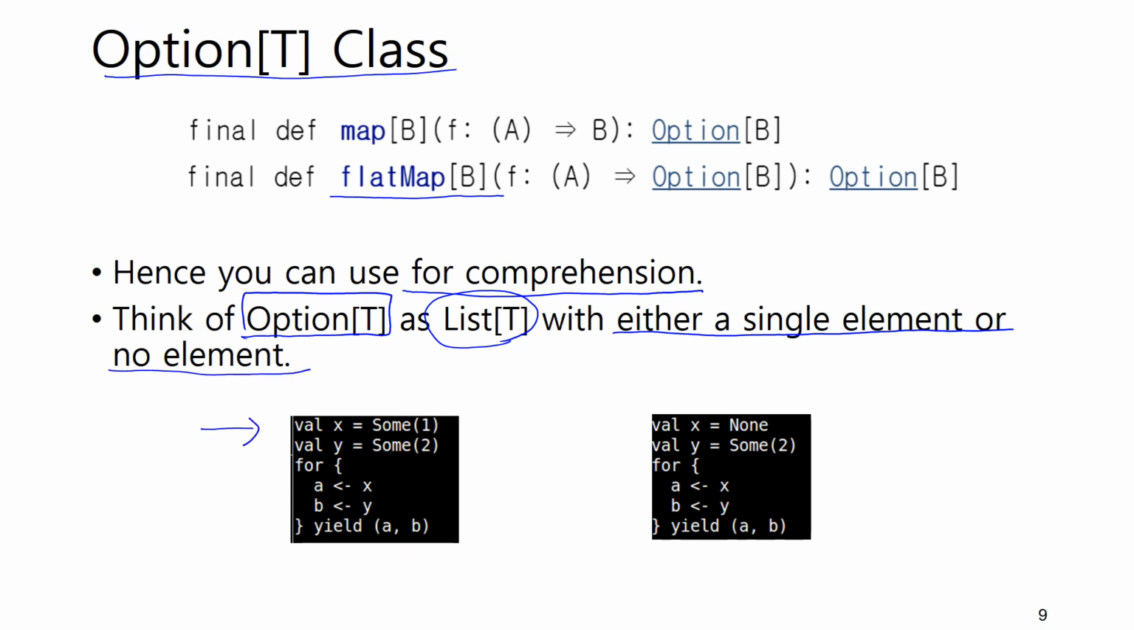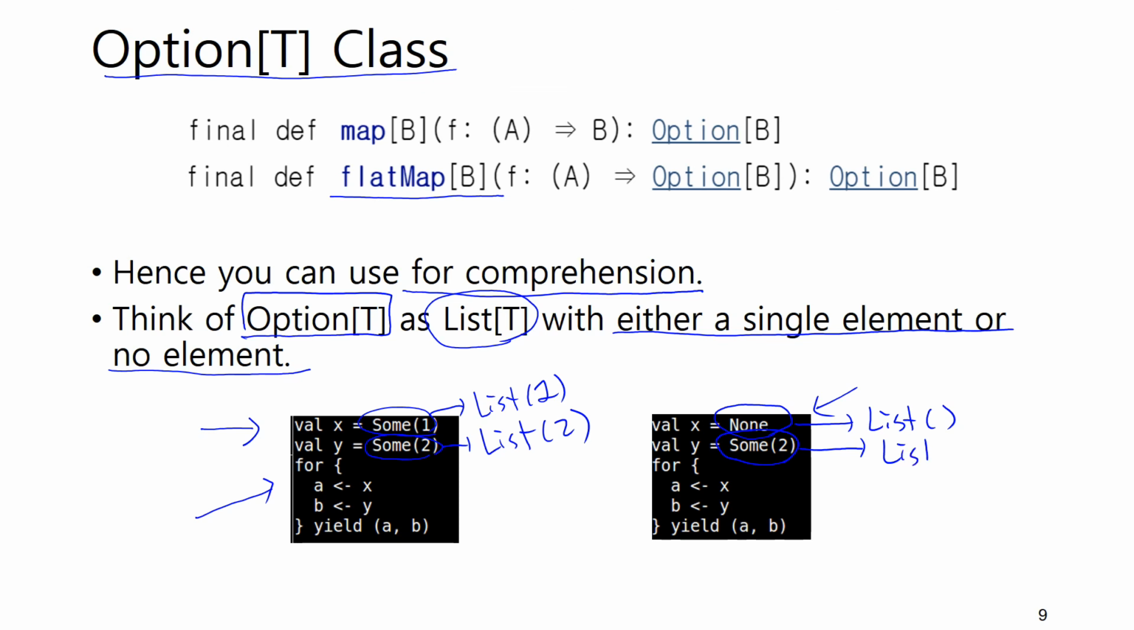So here's an example. We use this Option class, but you can think of it as a list of 1 and this as a list of 2. So we should be able to use this for comprehension. In this case, you can think of None as a list of no elements, or an empty list, and you can think of Some(2) as a list of 2. So therefore, you can still use for comprehension, but this time this list is empty, so you will not be able to get any value for this variable a. So the final result will be empty, but still you can use for comprehension because Option is essentially a special class of list, which can have only one element at most.